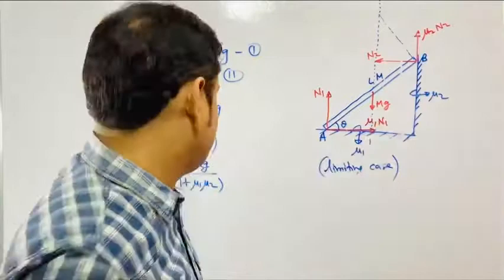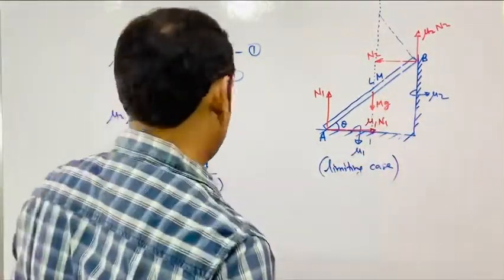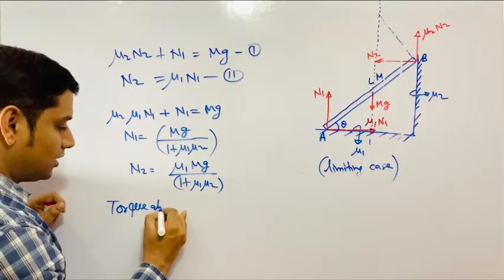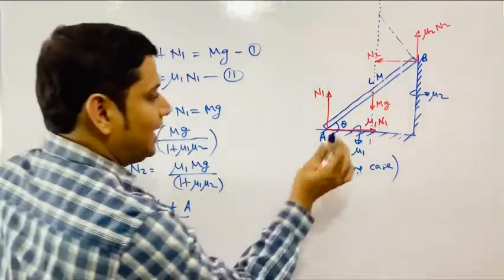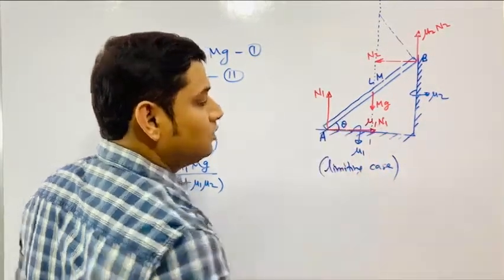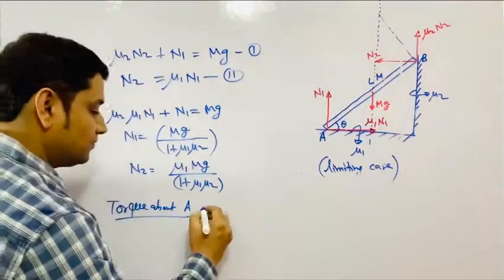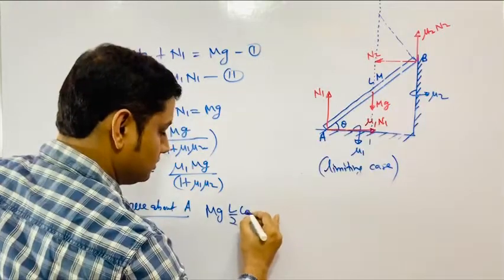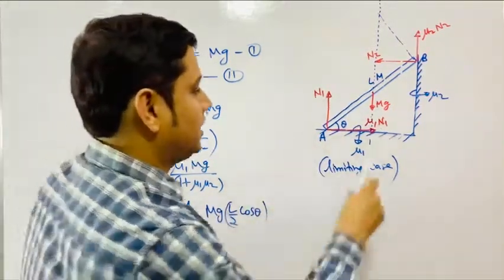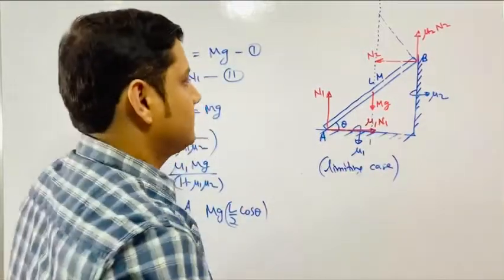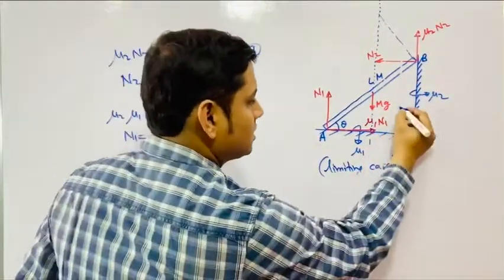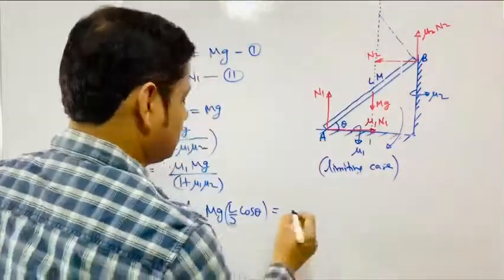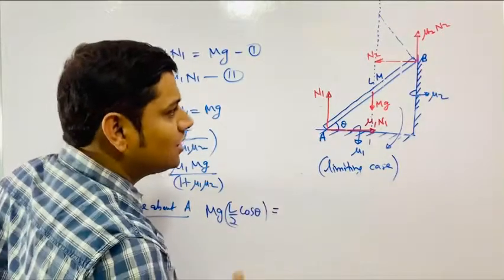So leave A, take mg. What is the torque of mg? Torque about the axis passing through point A: N1 torque 0, mu1 N1 torque 0. The torque of mg is mg into L by 2 cos theta. This torque was clockwise. The rest two torques are anti-clockwise. Clockwise is equal to anti-clockwise.